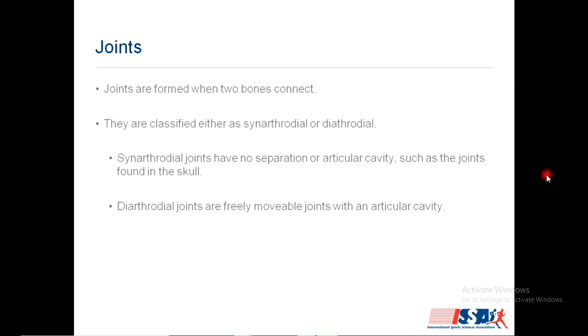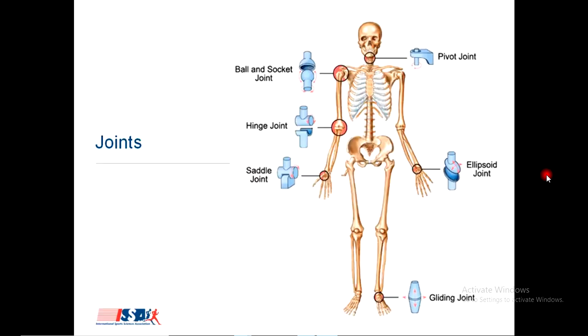A joint is formed when two bones connect and are classified as synarthrodial and diarthrodial. Synarthrodial joints have no separation or articular cavity, such as the joints found in the skull. Diarthrodial joints are freely movable joints with an articular cavity. Diarthrodial joints are classified in 6 categories: arthrodial, condyloidal, inarthrodial, ginglymus, sellar, and trochoidal.